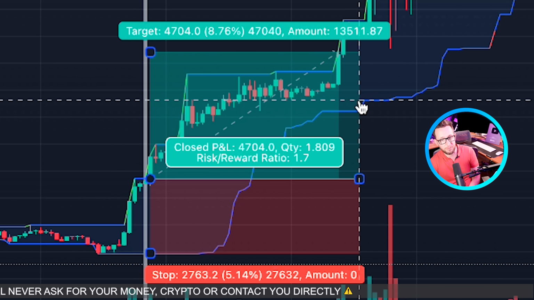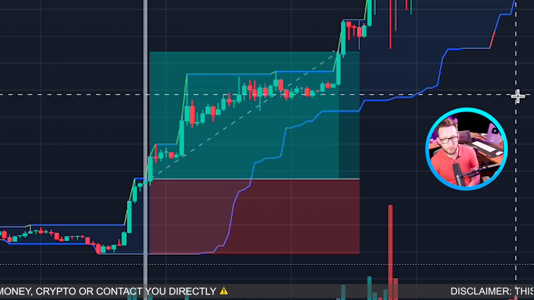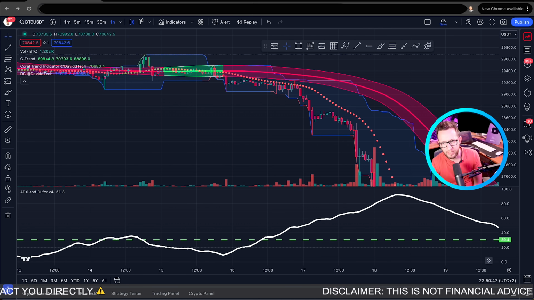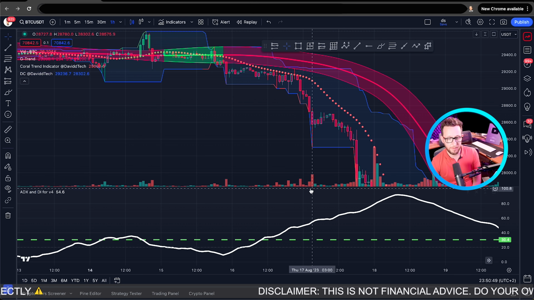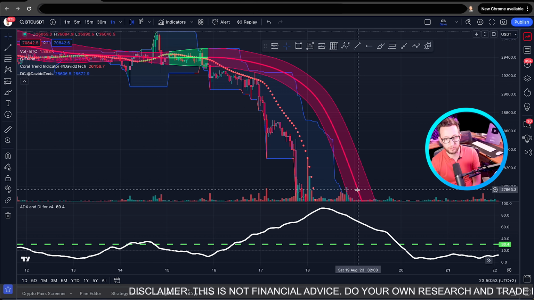So there you go. That was an absolute perfect win there. We would have earned 8.76%. Wonderful entry. Let's see what a short would look like. Okay, we seem to have a good short entry here. I am, as always, cherry picking just to show these entries to you guys.